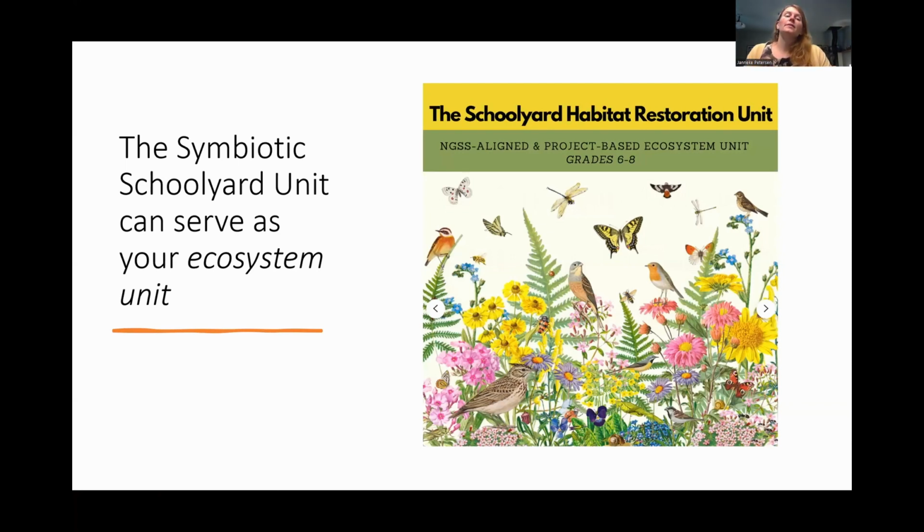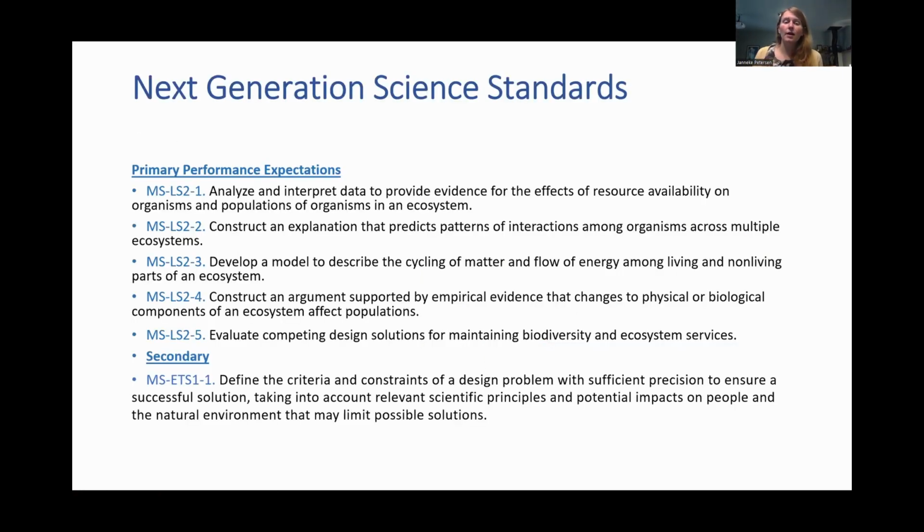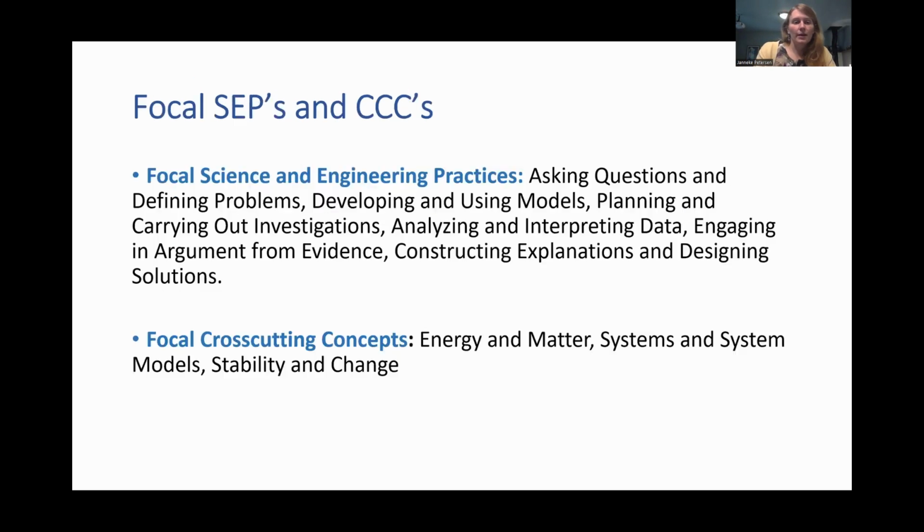So to begin, the Symbiotic Schoolyard unit can serve as your ecosystem unit. So it can take the place of your previous ecosystem unit. And I actually highly recommend this because the unit covers all of the middle school NGSS science standards related to ecosystems. So MS-LS2-1 through 5, which are all the ecosystem standards. This unit covers them. So I really recommend that this serve as your ecosystem unit. And the focal science and engineering practices are listed here, as well as the focal cross-cutting concepts that are in this unit.